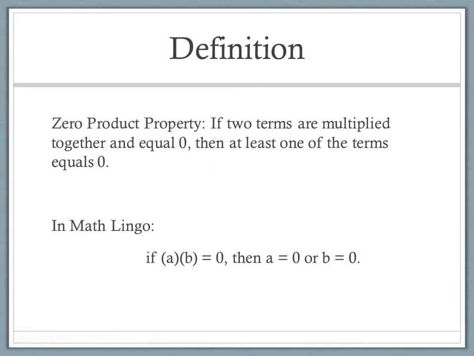Okay guys, here's a definition that's going to be kind of important to what we're doing today. It's called the zero product property. All it's saying is if we have two terms that are multiplied together and equal 0, at least one of those terms has to equal 0. So in math lingo, it's just saying if I have a times b and it equals 0, either a is 0 or b has to be 0. That's going to help us out when we're solving.